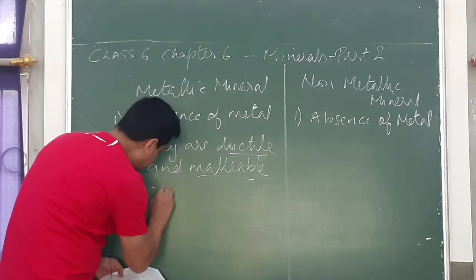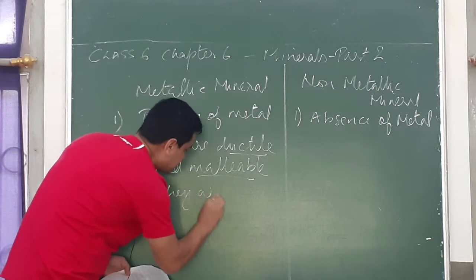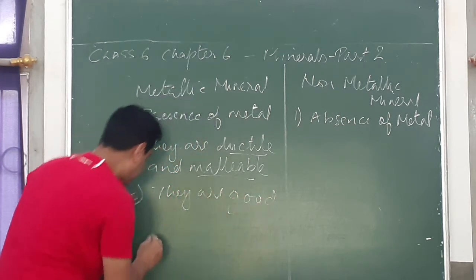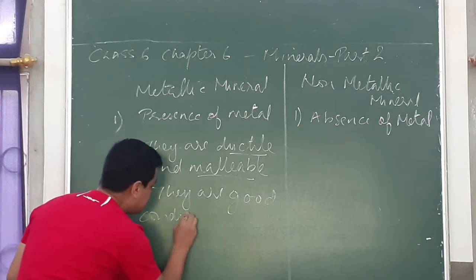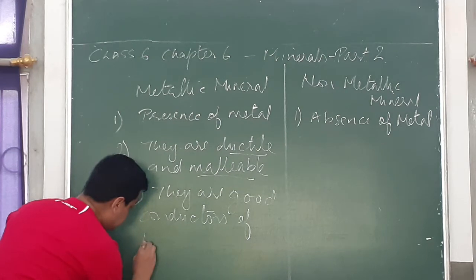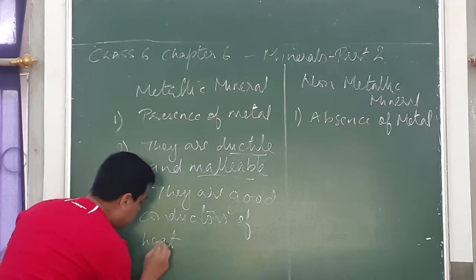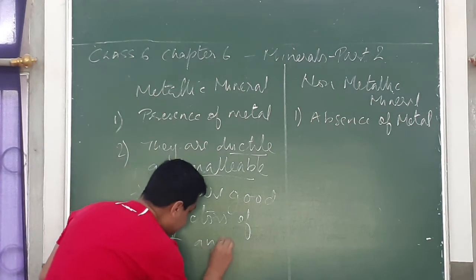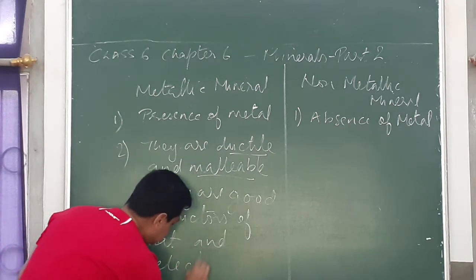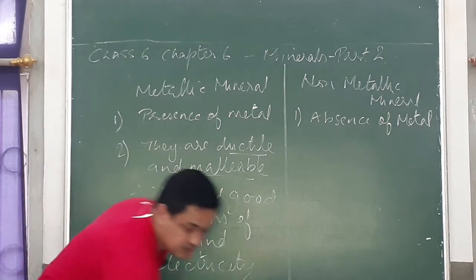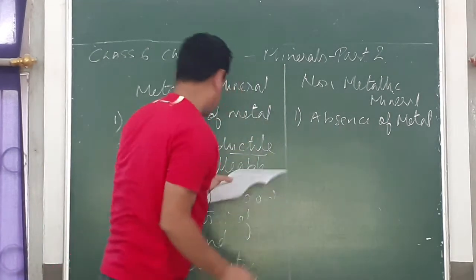And number three is they are good conductors of electricity, good conductors of heat. So they are used in electrical appliances also, and electricity. So you can see the difference here. Now you can make out the difference here.